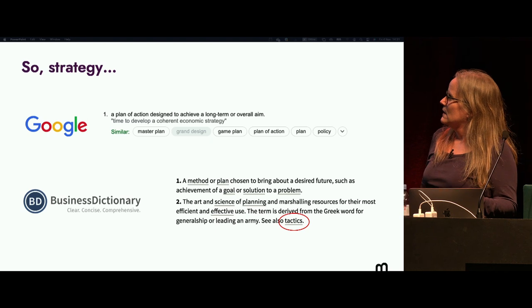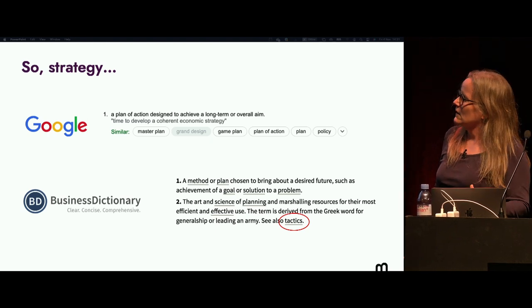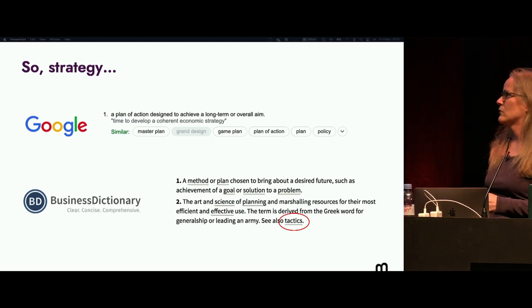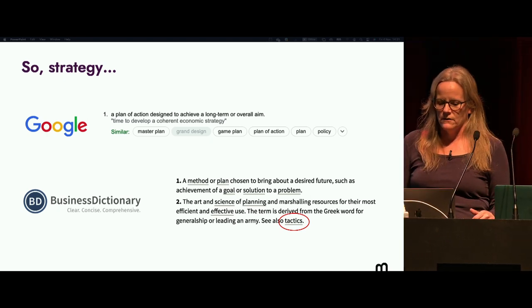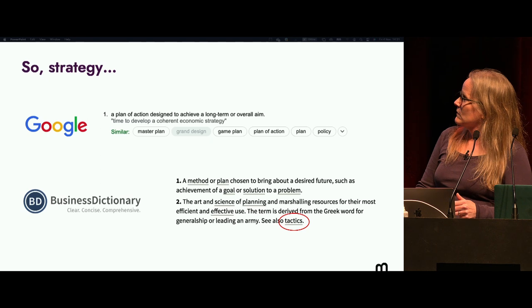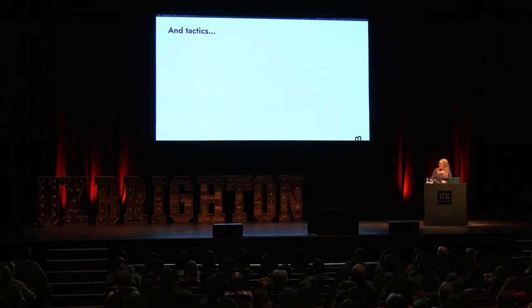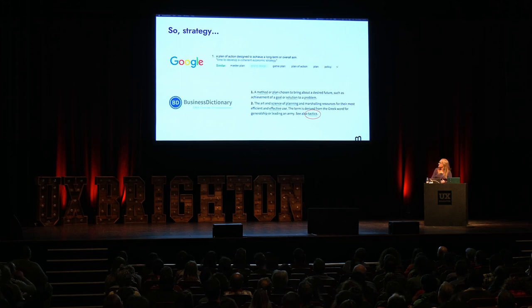Now, when I was putting all of this together, I went wandering down a couple of rabbit holes, and I'm going to take you down those rabbit holes with me, and I kind of apologize and kind of don't, because they're perhaps the most interesting thing about this talk. So bear with me. Tactics, also important.